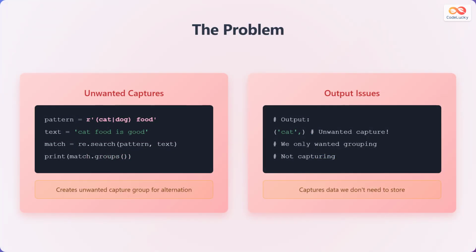Consider this scenario. We have a pattern which is (cat|dog) food. Our text is cat food is good. When we search this pattern on the text, it creates an unwanted capture group for alternation. The output is cat, which is an unwanted capture. We only wanted grouping and not capturing the text.